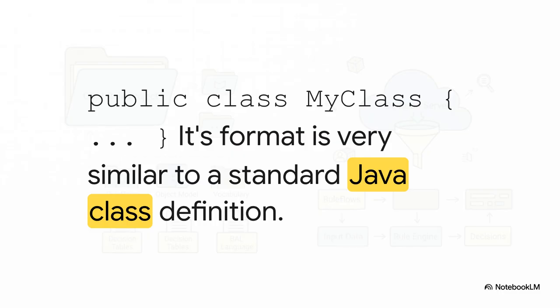And hey, if you've ever seen even a little bit of Java, this format is probably going to look super familiar. It's designed that way on purpose, to look a lot like a standard class definition. It gives you a really simple text-based way to map out your business objects, their attributes, and their methods.